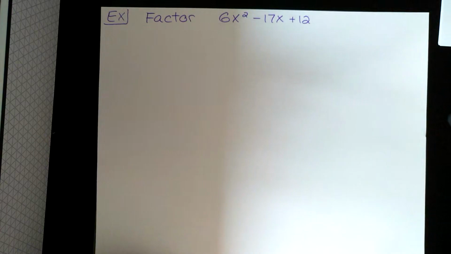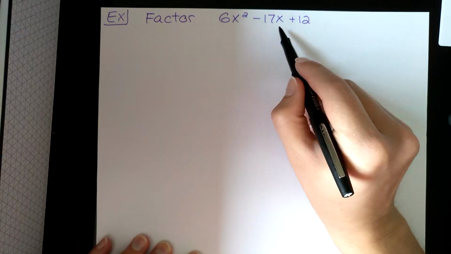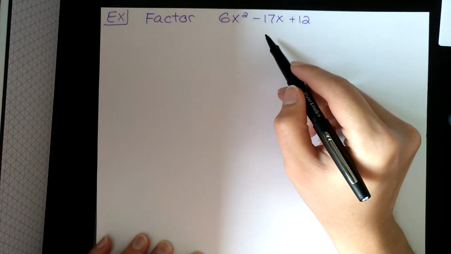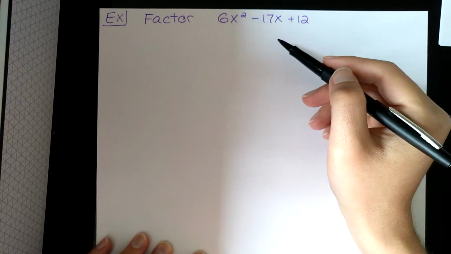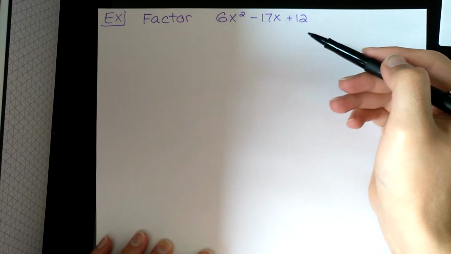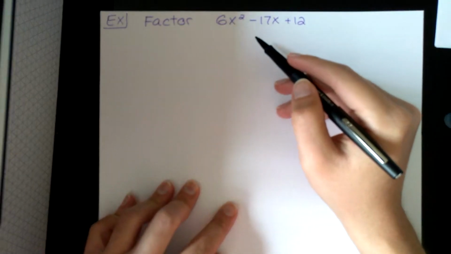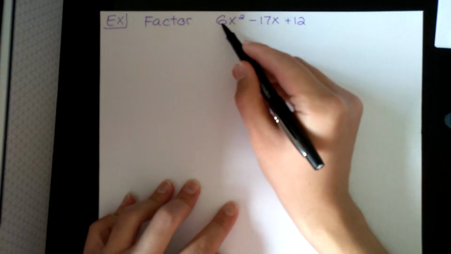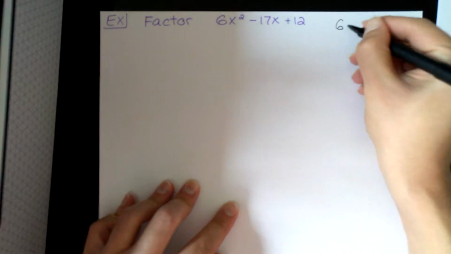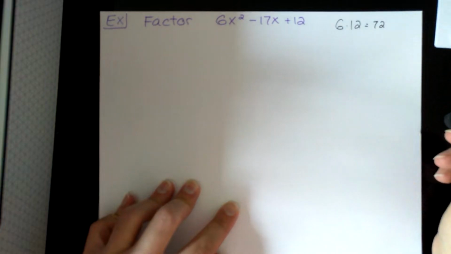So let's give this a try. We're going to factor 6x squared minus 17x plus 12. A very intimidating problem if you're using guess and check. Not impossible, and I'm sure some of you would be able to do it with guess and check. But we'll show just how much easier it is with the middle out method. So our first step is to multiply a and c together. So 6 times 12 gives us 72.